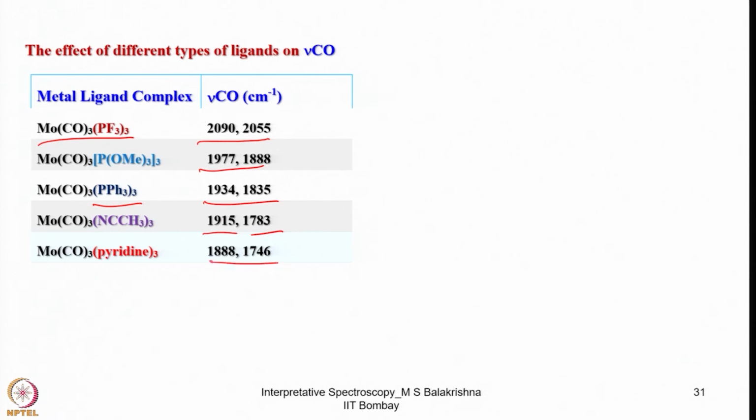This indicates how the ligands present along with carbon monoxide can influence the stretching frequency of carbon monoxide. If they are competing equally well for back bonding, the stretching frequency increases. On the other hand, if the incoming ligands are weak pi acceptors, then the stretching frequency drops considerably and the CO bond weakens.